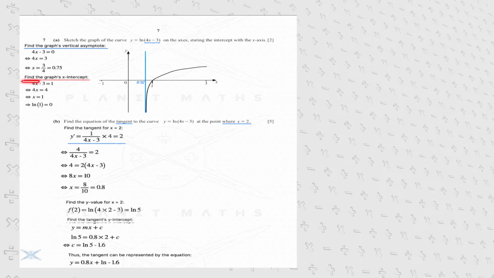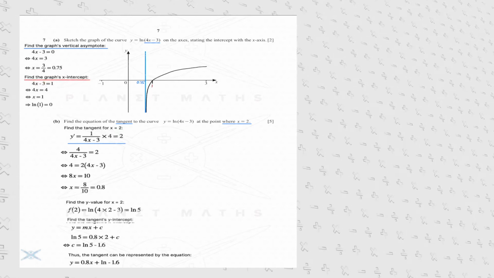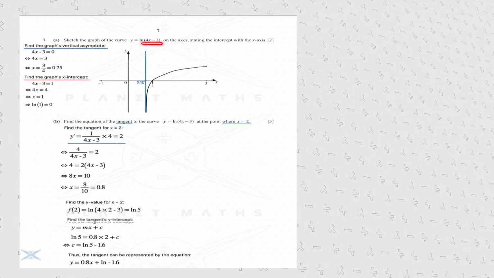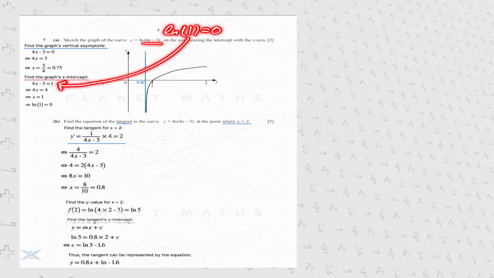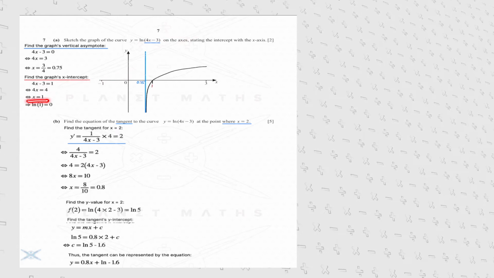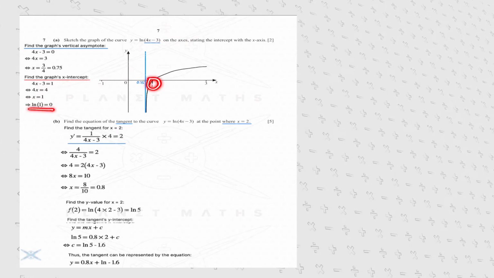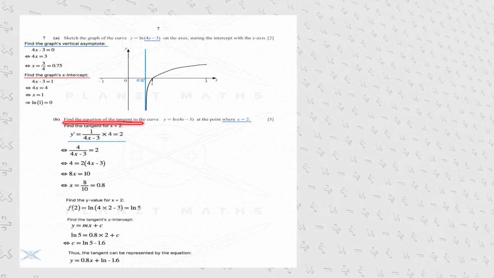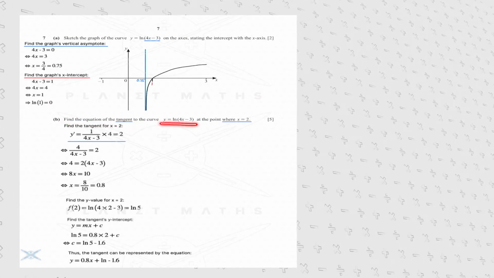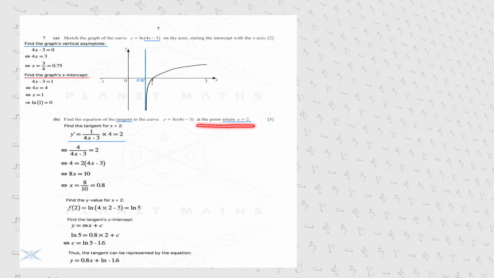In order to find the graph's x-intercept, we need to make sure that the expression within the brackets equals 1, since ln 1 equals 0. After rearranging this equation for x, we receive 1, therefore ln of 1 equals 0. In part B of the exercise, we are supposed to discover the equation of the tangent of the curve y equals ln of 4x minus 3 at the point where x equals 2.